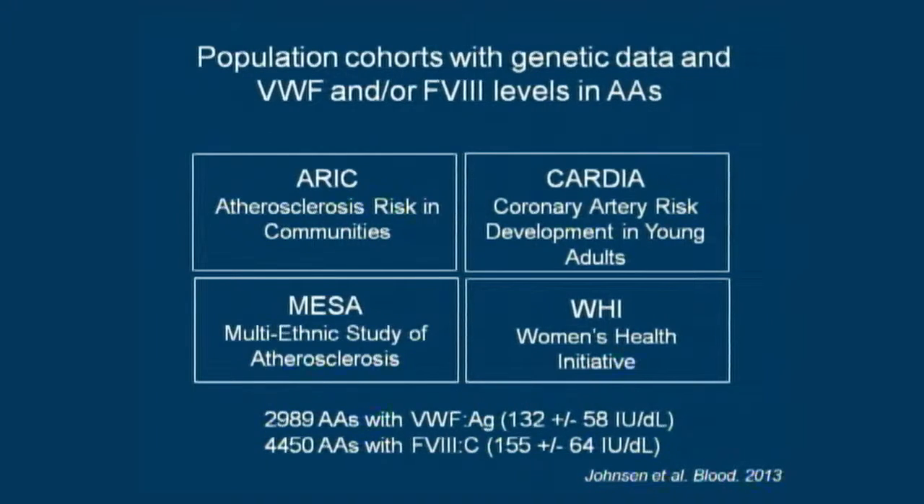So the Atherosclerosis Risk in Communities, ARIC study, CARDIA, MESA, and WHI. So the one obvious bias is WHI, that is all women. But other than that, they compared pretty well. And the important thing to know is that these patients, nobody in this study that we know of is in here because they have a bleeding disorder. These are supposed to be healthy population cohorts.